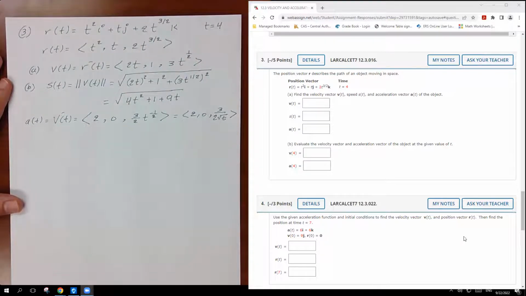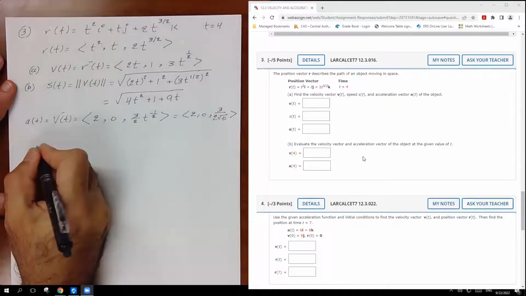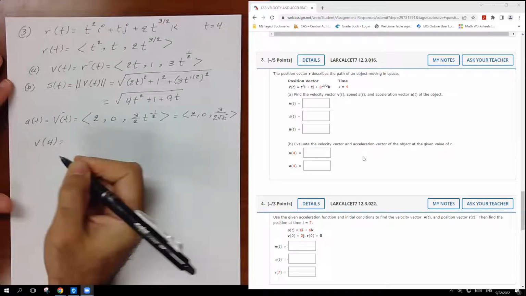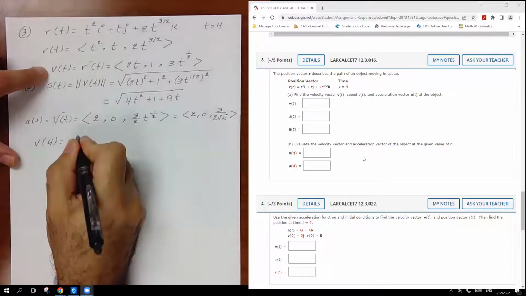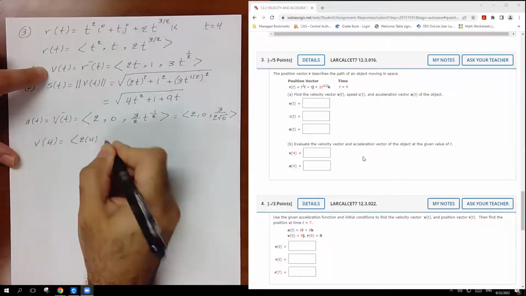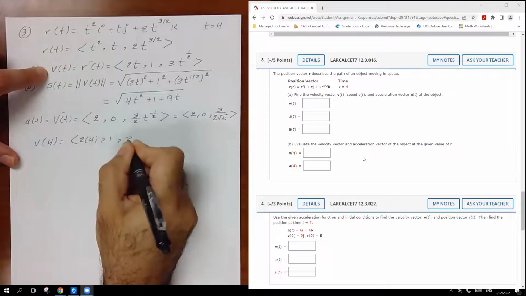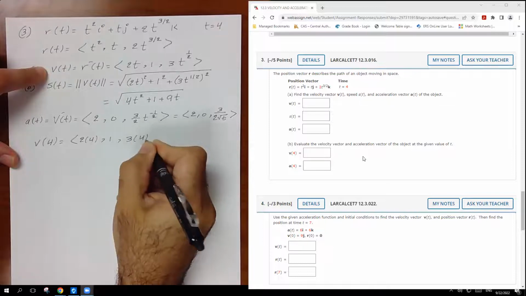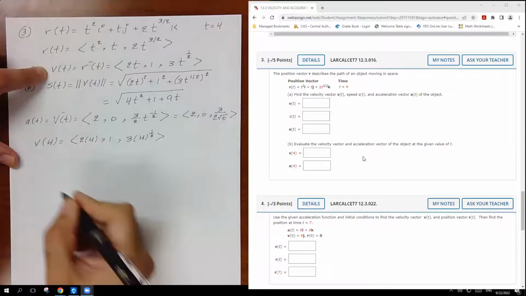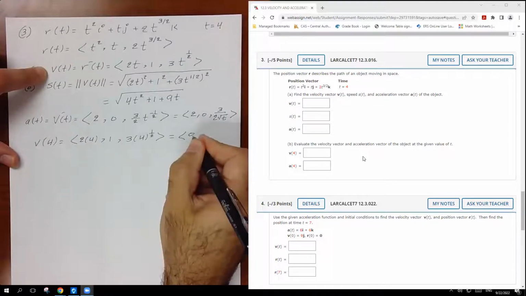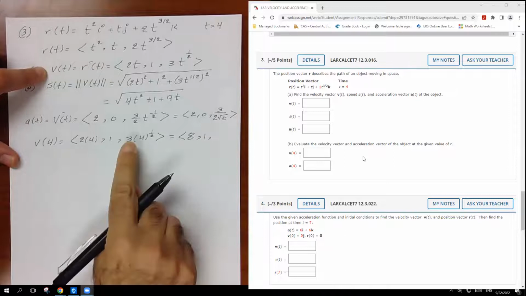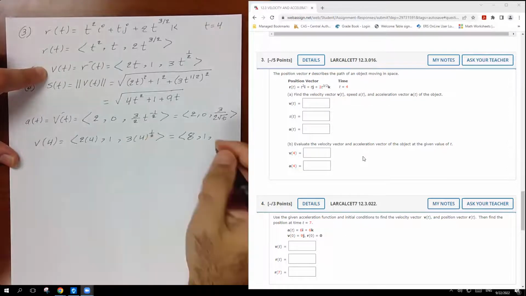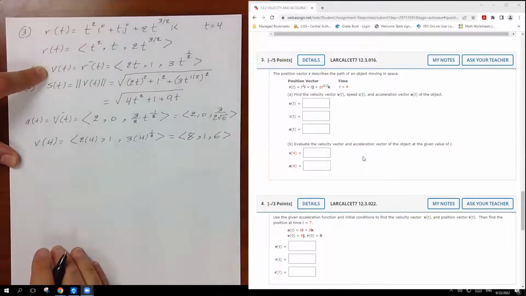Now, b, the second part of this question, they ask you to find v of 4. So I'm going to find now v with respect to 4. So here is the velocity. So it's going to be 2 times 4, and 1, and 3 times 4 to the half, which is the square root of 4. So it's going to be 8, 1, and 3 times 2, because this is half, so it's going to be 6. So this is the velocity with respect to t equal 4.